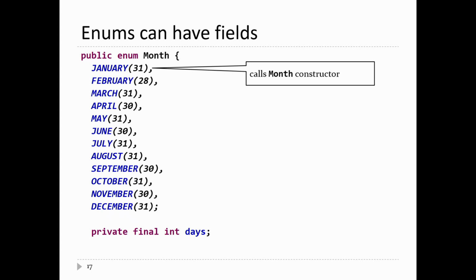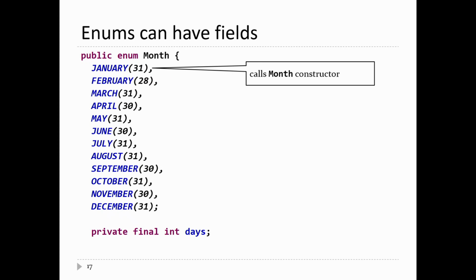Okay, so if you wanted to include fields in your type, you somehow have to initialize the field, which you're going to do via a constructor. The way you call the constructor is, after the name of your constant, you put in the round brackets, and then you put in the arguments to your constructor. So for the month type, I'm going to initialize each month to the number of days in that month. Right? February is a bit of an odd one, right, because of leap years.